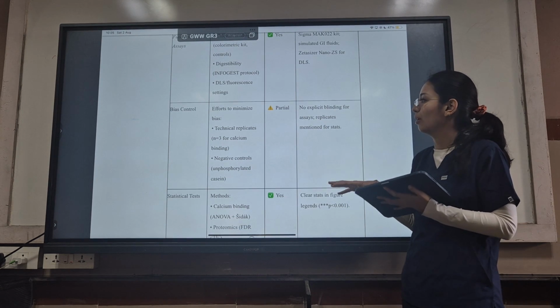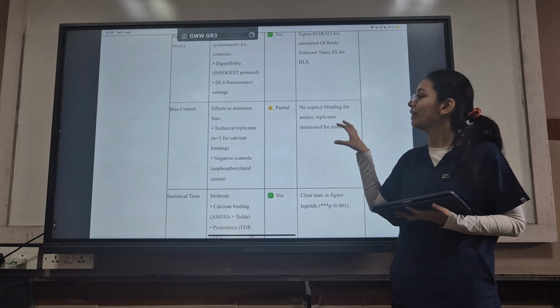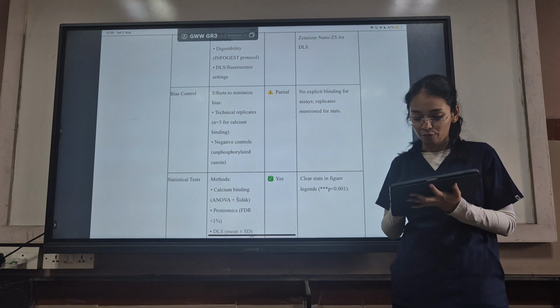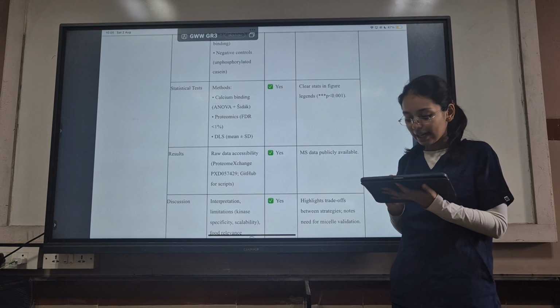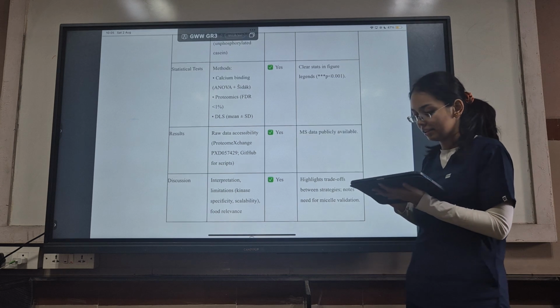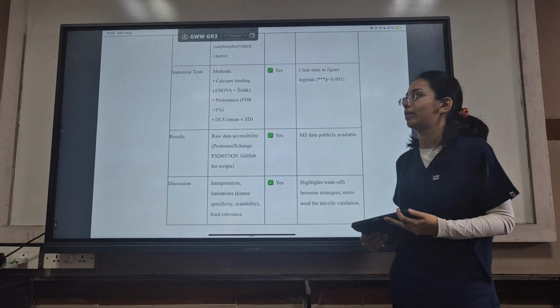There, the bias control was actually partial because no explicit blinding for assays was done, and replicates are mentioned for the stats, and the statistical tests were robust and clear stats were stated, which were all significant, and the results and discussion were also well documented.